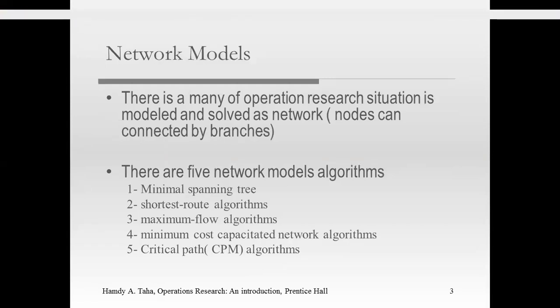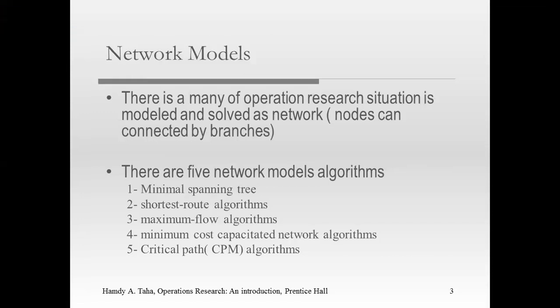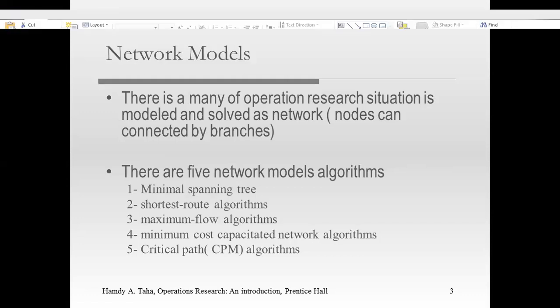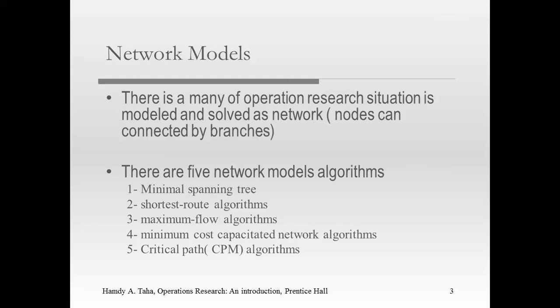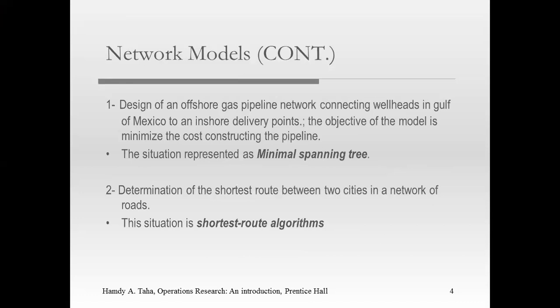The first video discusses the first 2 algorithms, which are the minimal spanning tree and the shortest route algorithms. Then in the next video, I will discuss the maximum flow algorithm and the minimum cost capacitated network algorithm. And in the last video, I'm going to talk about the critical path algorithm. Okay, so I will explain these algorithms one by one. First is the minimal spanning tree.